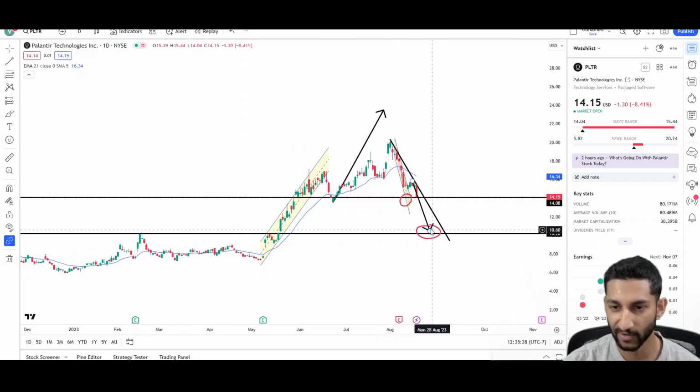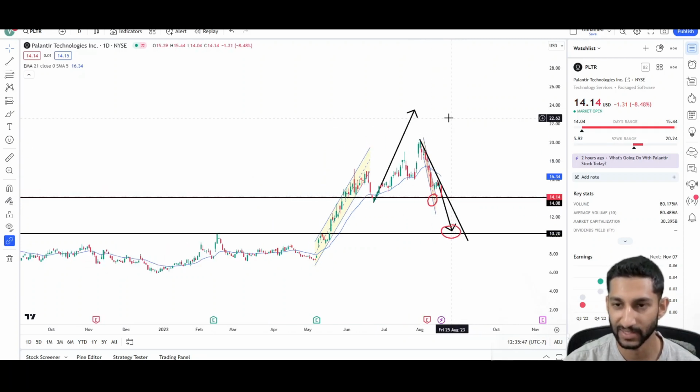I'm looking for the mid $10 level. If we break the $14 level, and if we can hold it, meaning I don't see price go below it by a large amount, I think we could maybe see another leg up. So that's how I'm looking at Palantir on the daily and weekly charts.